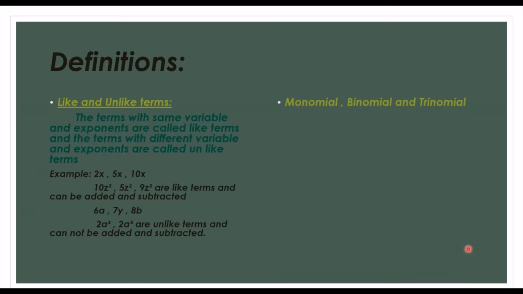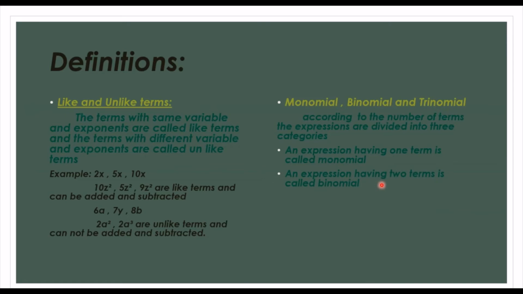Now, what are monomial, binomial and trinomial? According to the number of terms, expressions are divided into three categories. The first one: an expression having one term is called a monomial. An expression having two terms is called a binomial. And an expression having three terms is called a trinomial.